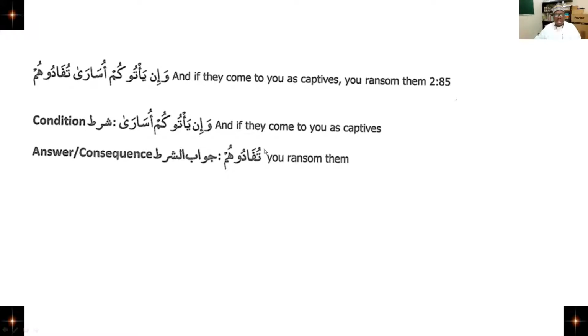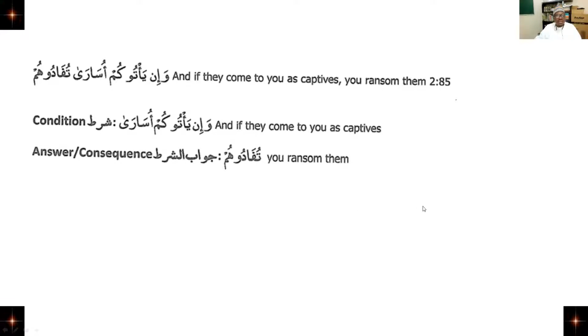Tufaduhum is fil mudari', another fil mudari' majzumun bi in, and the sign of jazm is the dropping of the noon. And then hum, you can see hum here, you can see kum here. They are all pronouns, right? And anytime we see a pronoun attached to a fa'il, it's maf'ul bihi. I have explained the difference between the pronoun inside the fa'il and the pronoun which is physically attached to a fa'il. This one is not a pronoun inside, but is attached.